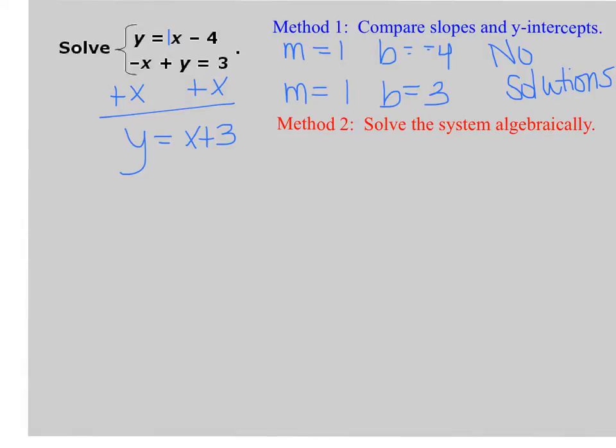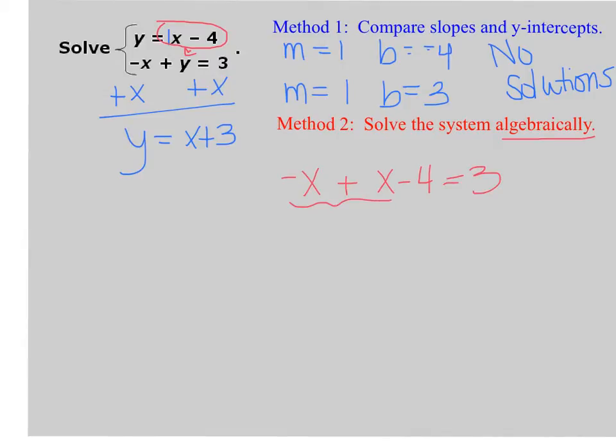Solving the exact same system, but this time solving it what we call algebraically, you're just going to start solving the system like normal. So maybe you choose to use substitution. If I look at this system, I would say it's set up pretty nicely to use substitution, where I can take what y equals and put it in place of y in the other equation. So that makes our new equation negative x plus x minus 4 equals 3.